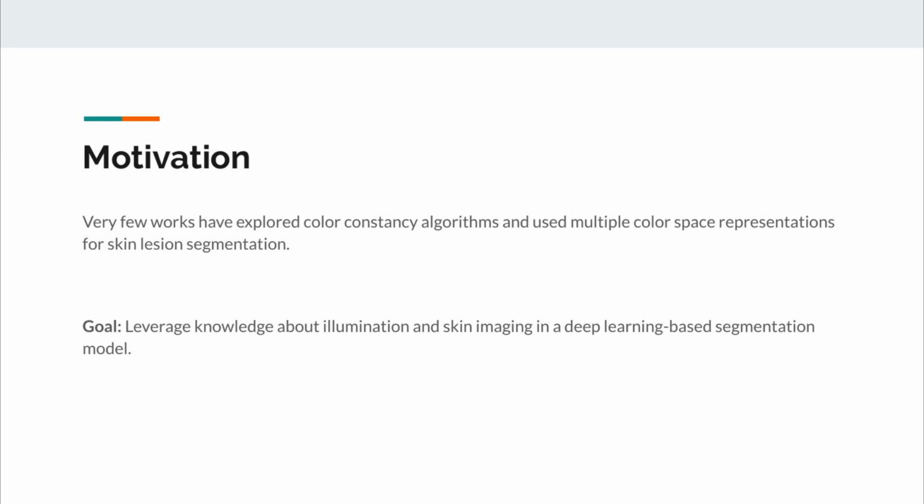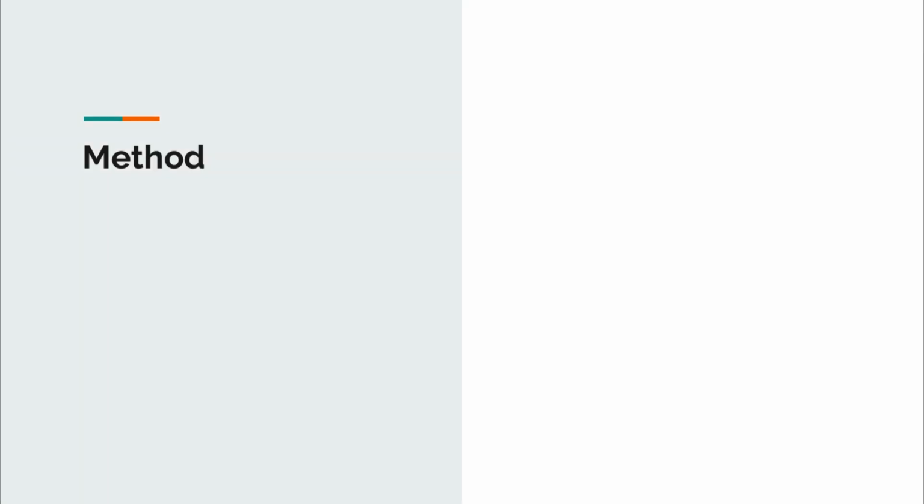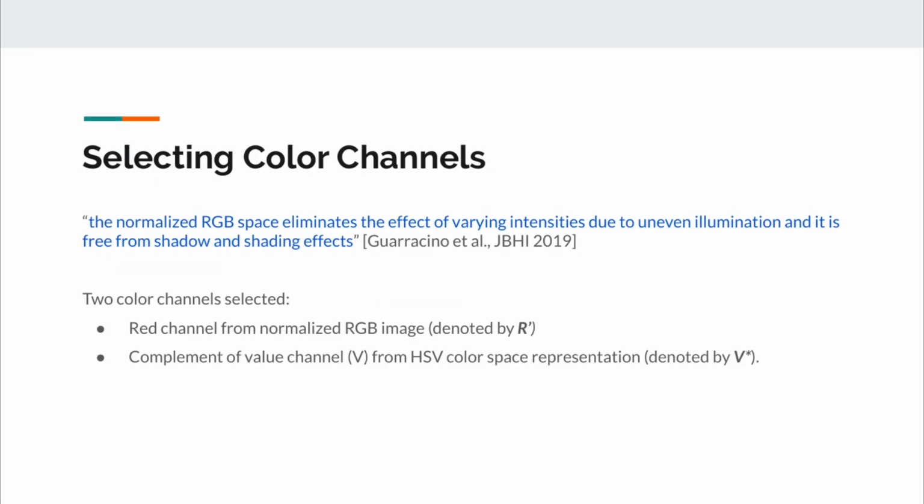There is very little literature incorporating color-related information and multiple color space representations for deep learning-based skin lesion segmentation, and our goal with this paper is to leverage knowledge about the illumination and skin imaging in a deep learning-based skin lesion segmentation framework. We first begin by selecting certain color channels from the lesion images.